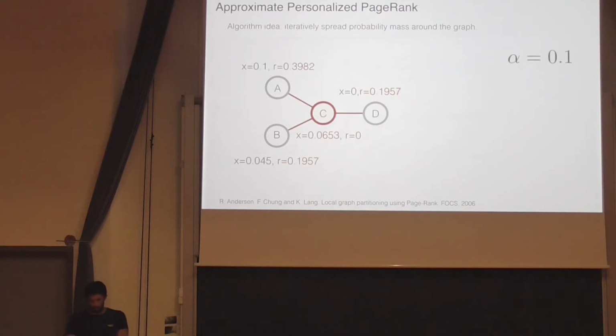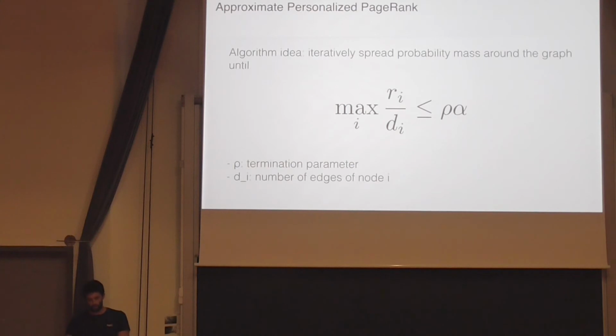Now, theory says that we want to stop when the maximum normalized residual, so this ratio, the residual over the degree of a node, where the degree is the number of edges of the node, is less than the constant rho times alpha. Alpha is an algorithm parameter, and rho is a termination parameter. If rho is very large, then we allow for a lot of residual to remain on the nodes. That means that we will terminate early.